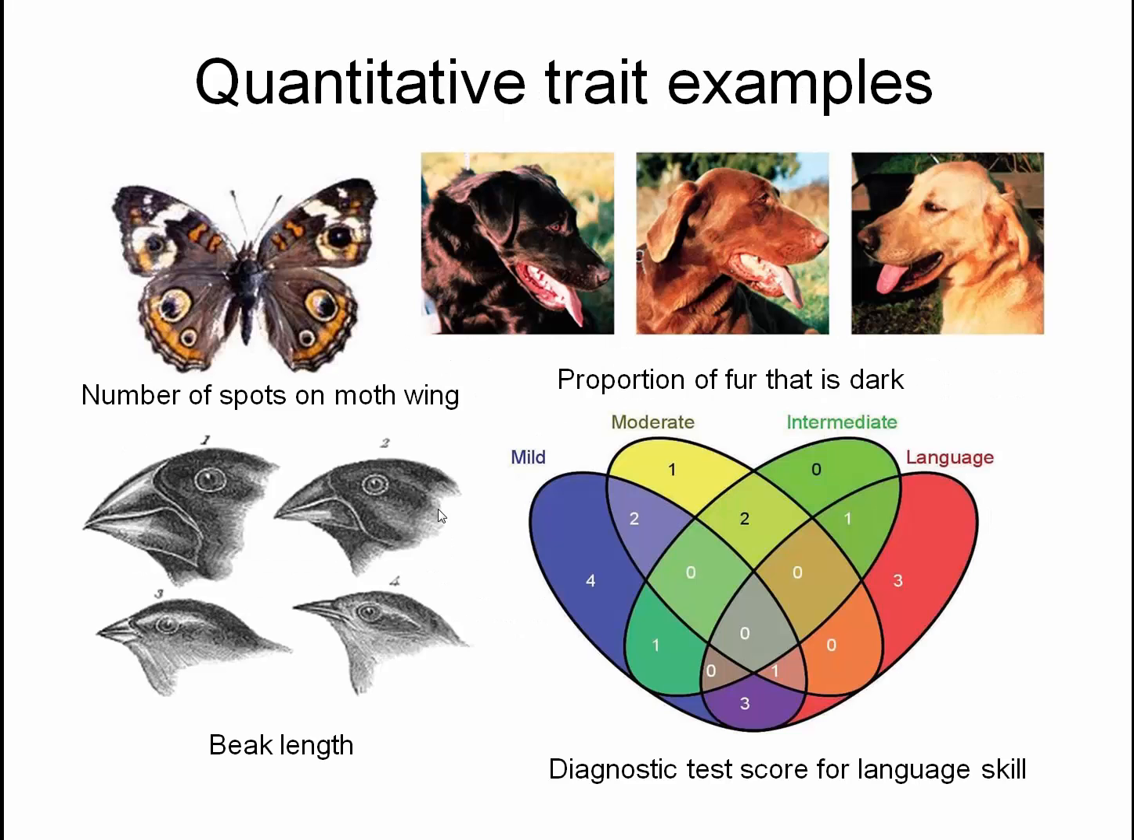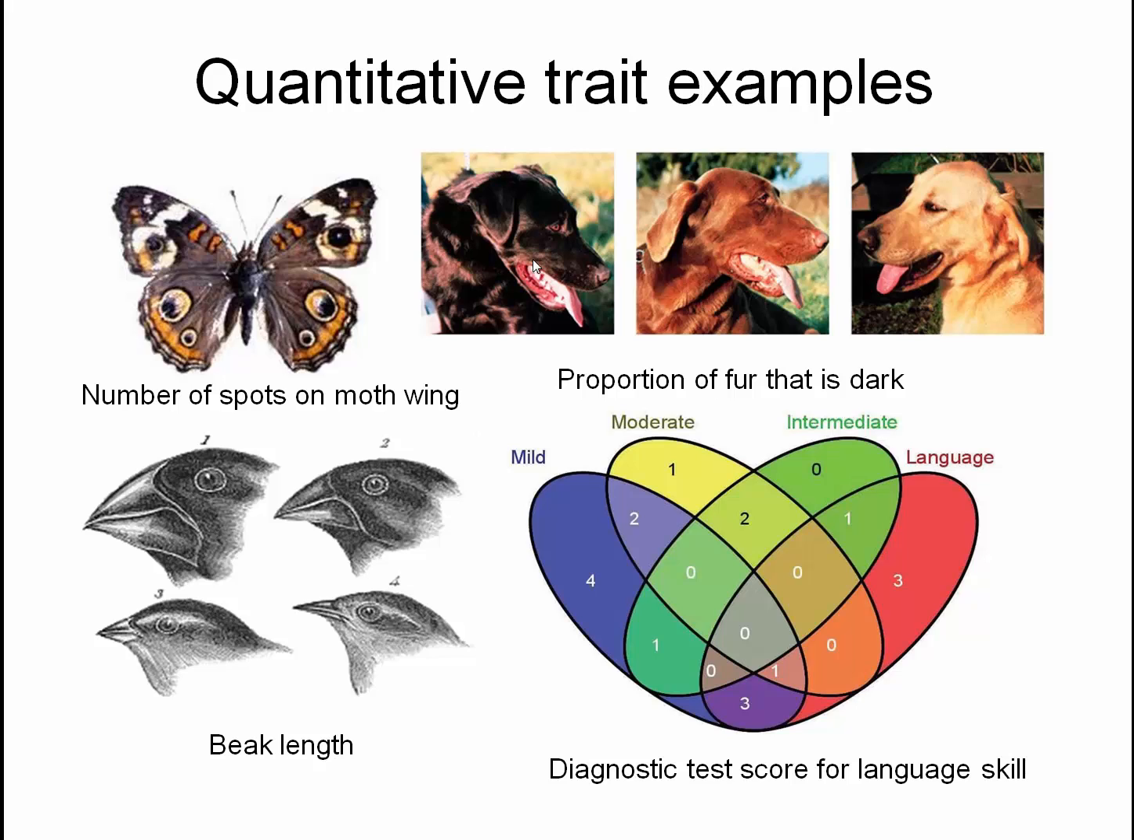So here are some examples of quantitative traits. If you consider this moth wing, here in the upper left corner, you'll see that there are spots, and the number of spots on the moth wing and the size of them is determined by a quantitative trait locus. If you consider the proportion of fur that is dark, in this example that we considered before with the dogs, that's also a quantitative trait.